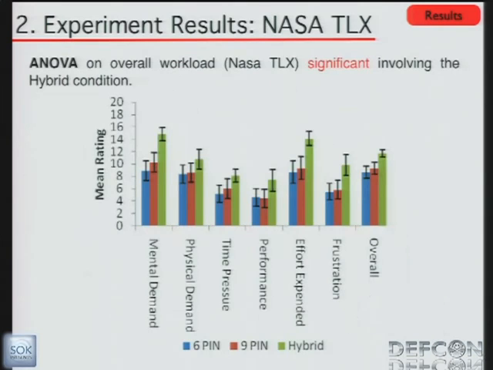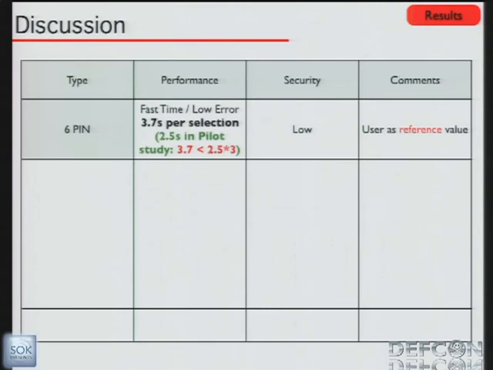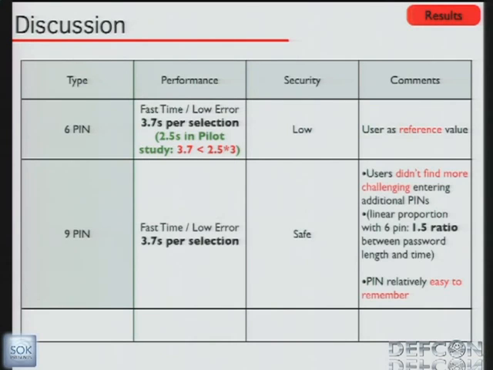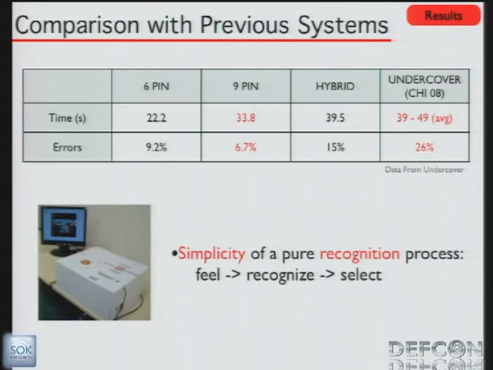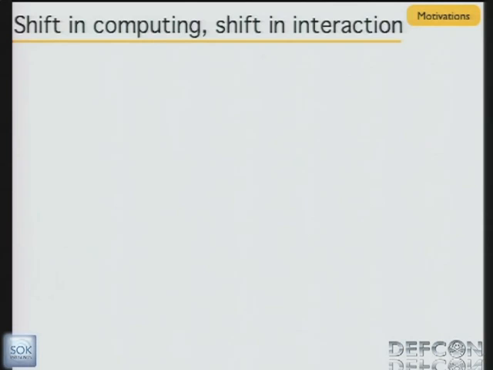And then there was also a NASA TLX workload measurement done to see what the mental workload was. And it showed that the hybrid mode was much more difficult to keep track of mentally. So using the six-digit tactile PIN as a reference, the nine-digit one was not more challenging for users in a workload sense. Remembering a nine-digit tactile PIN was easy enough and didn't provide significantly more error, whereas with the hybrid mode, there's a lot to think about. There was a higher overhead, and it did take longer. And that was compared with a different haptic password entry method that I mentioned earlier, and it performed better. So that's a method that can be used when you have a physical keypad.